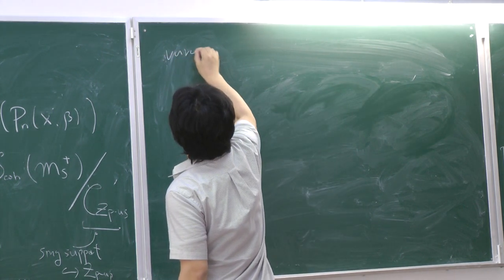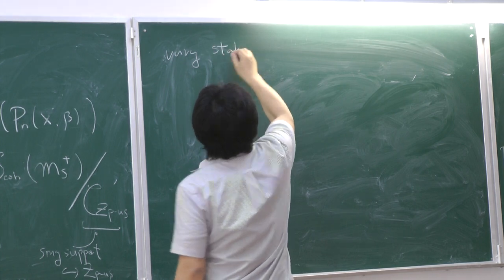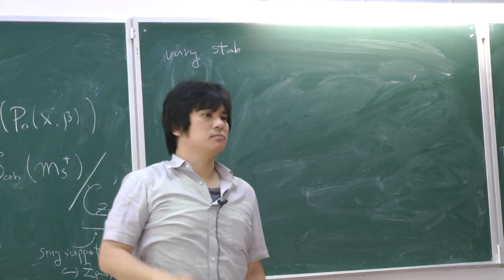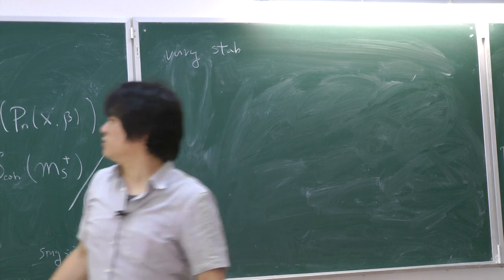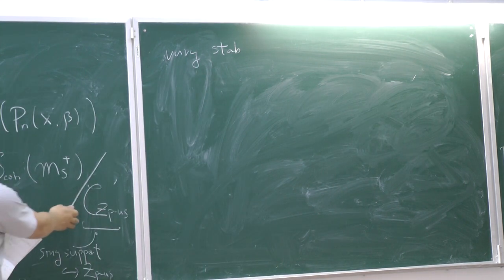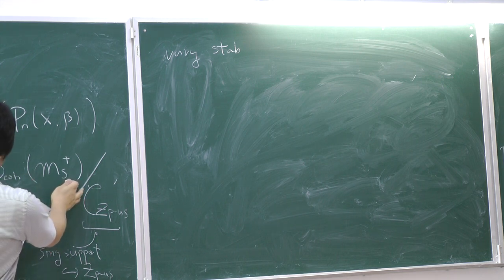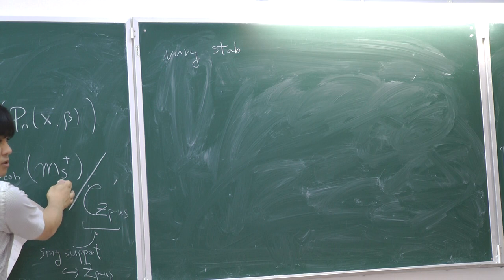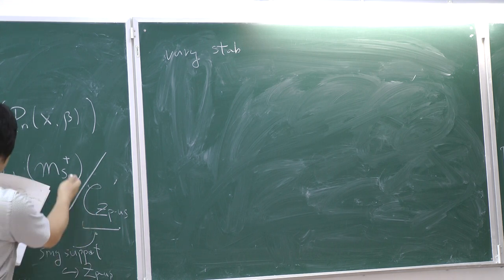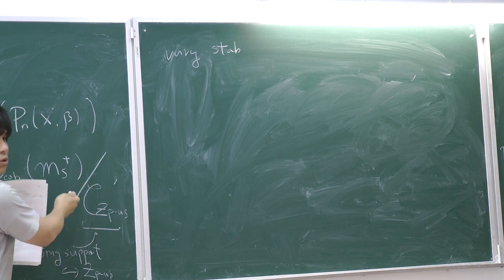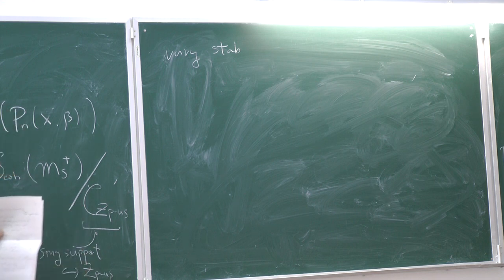Somehow this is the global version of something that was already explained locally. Yes, this is a global version. Locally, this is a matrix factorization. By using this global derived category of coherent sheaves, I pretend that this is somehow a global version of the category of matrix factorizations.